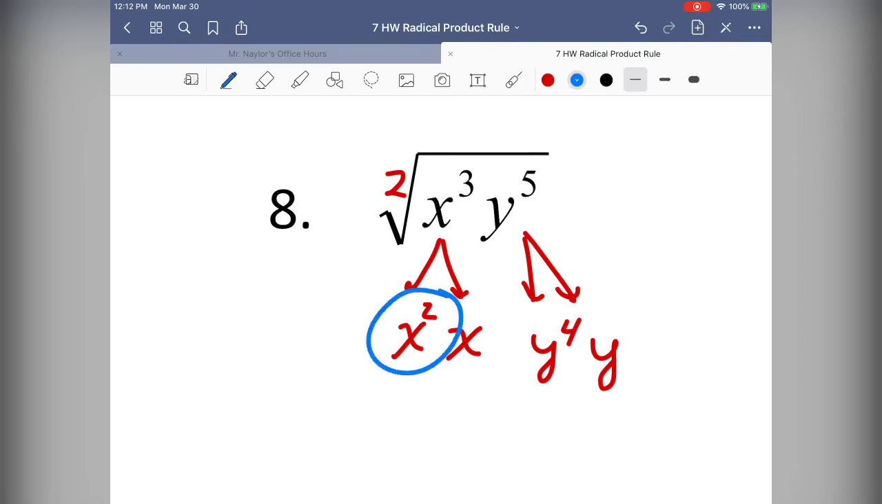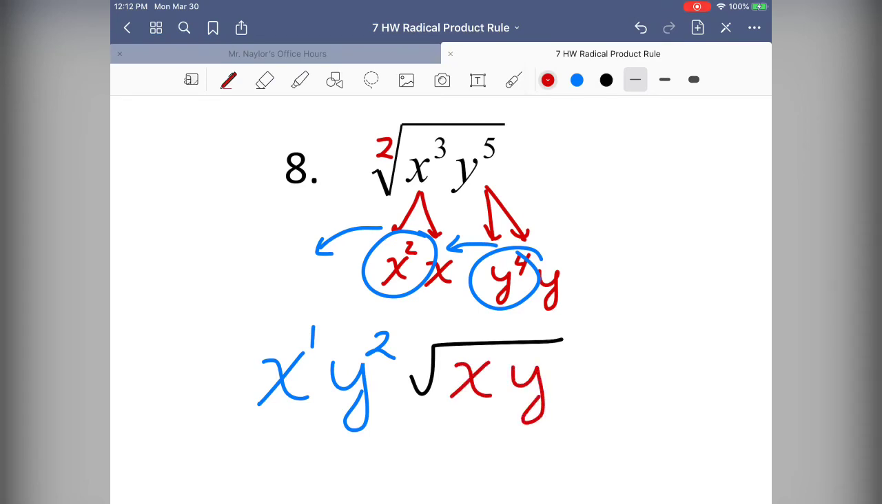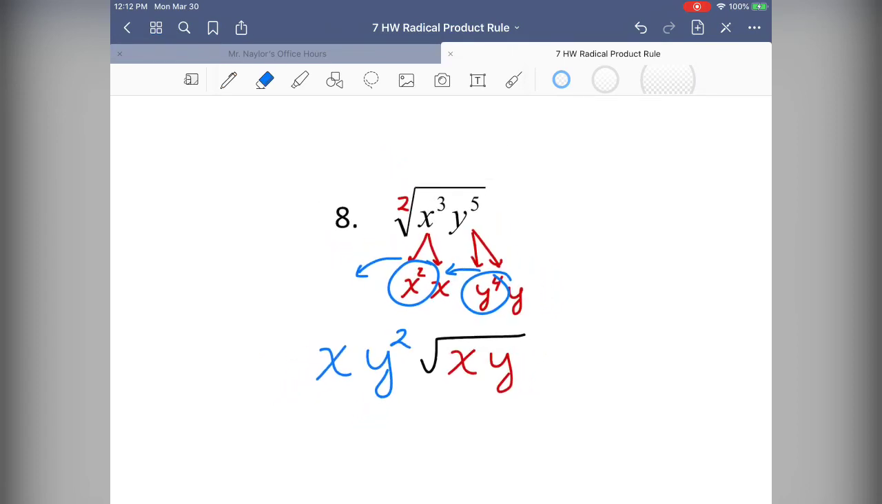Now, both of these guys are the ones that are going to come out. Make sure when they come out that they divide. So x squared divides just to be x, or x to the 1. Y to the fourth divides to be y squared. And it leaves behind both of these single x and y. So we have x, y squared, root xy.